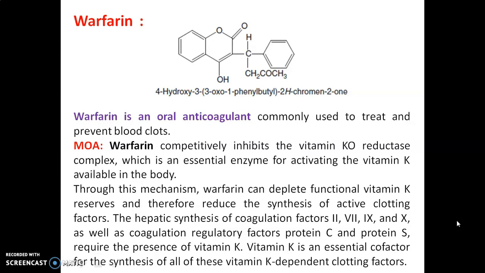Warfarin competitively inhibits the enzyme KO reductase complex, which is the essential enzyme for activating vitamin K availability in the body. Through this mechanism, warfarin can deplete functional vitamin K reserves and therefore reduce the synthesis of active clotting factors. The hepatic synthesis of coagulation factors 2, 7, 9, 10, as well as coagulation regulatory factors protein C and protein S requires the presence of vitamin K. Vitamin K is an essential cofactor for the synthesis of all these vitamin K dependent clotting factors.